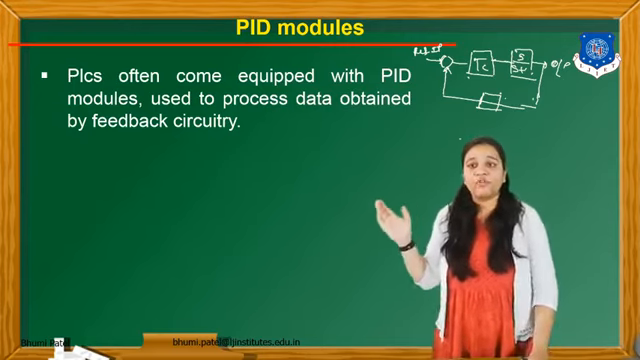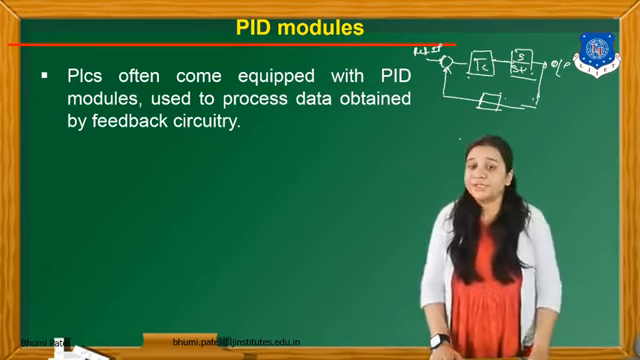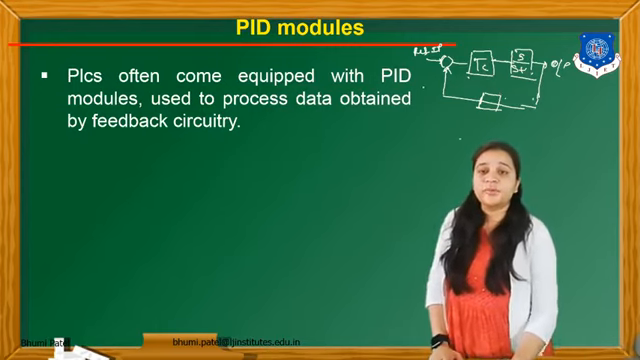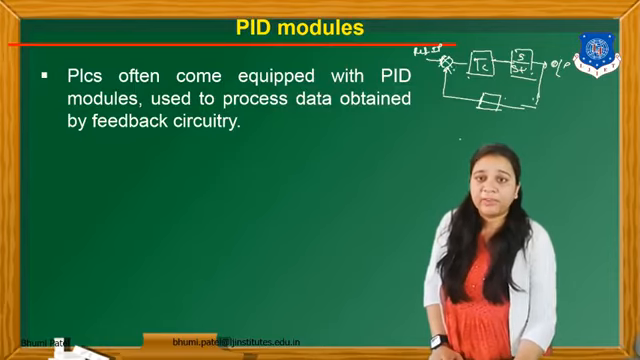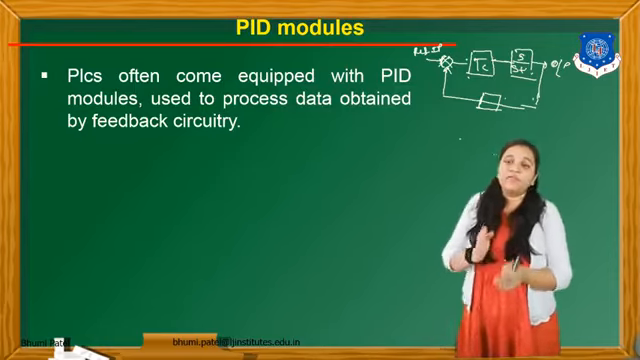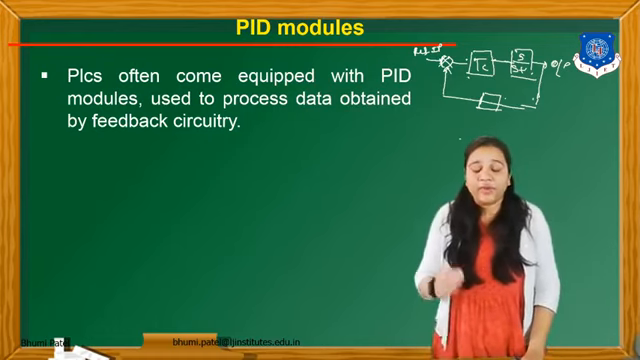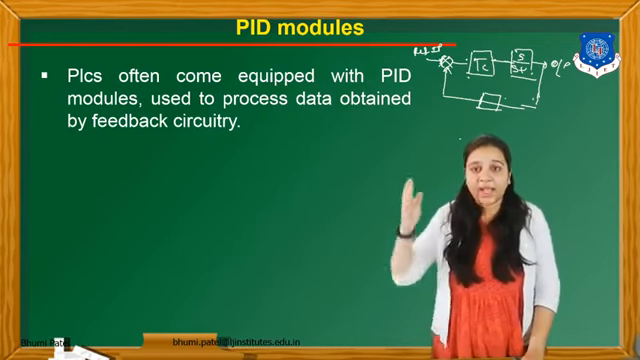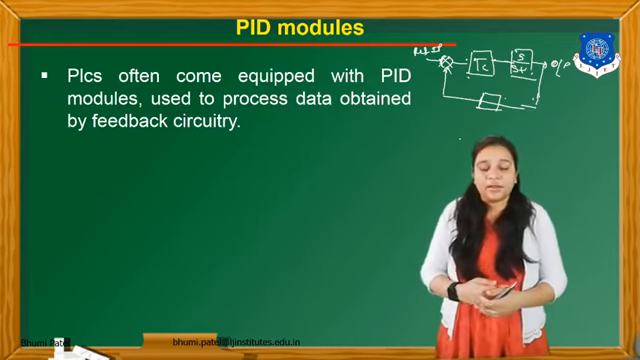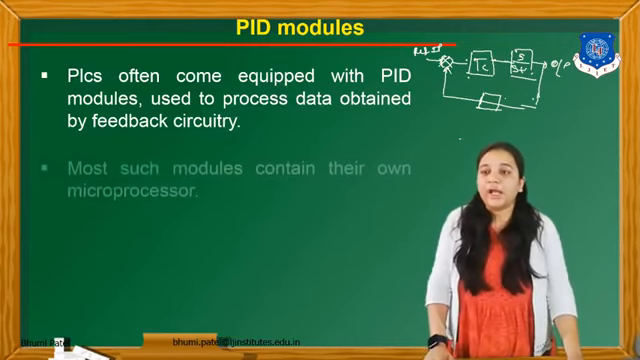So PLCs often come equipped with PID modules used to process data obtained by the feedback circuitry. So the closed loop system is compulsory for the PID module. Every time we check the output, and if we cannot get the perfect output data, we feed this data back to the reference input, and then we summate this data, and again we check the output data.